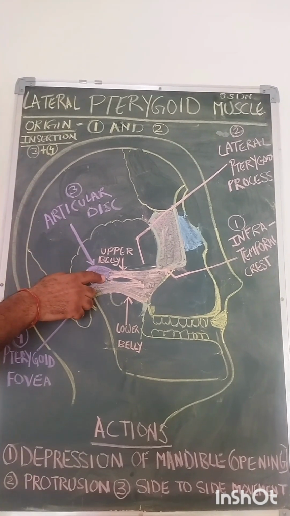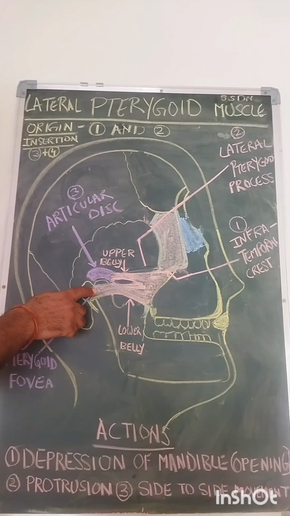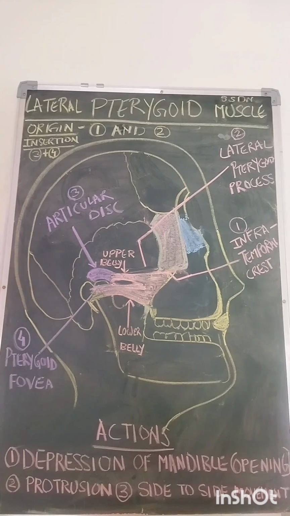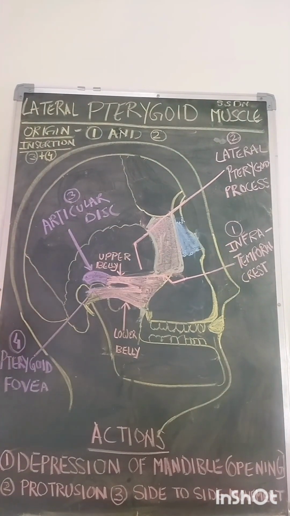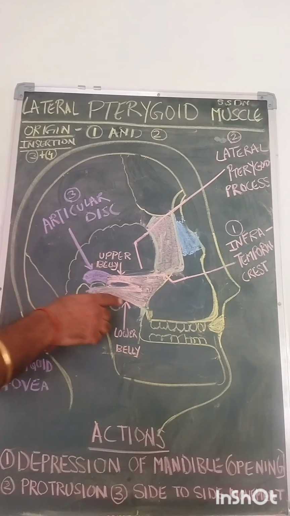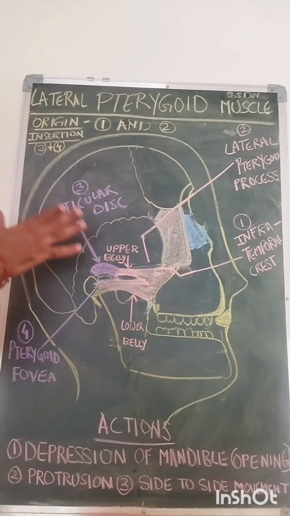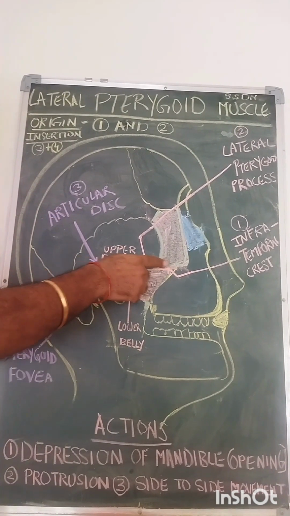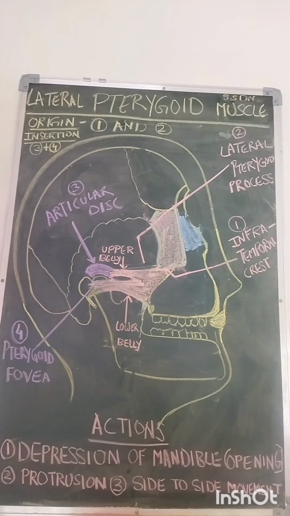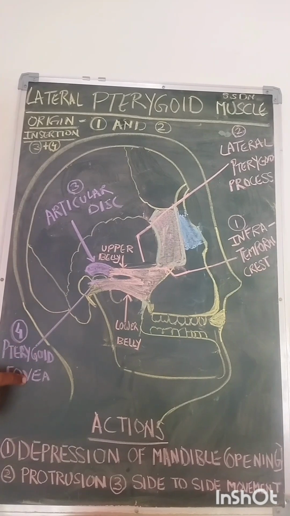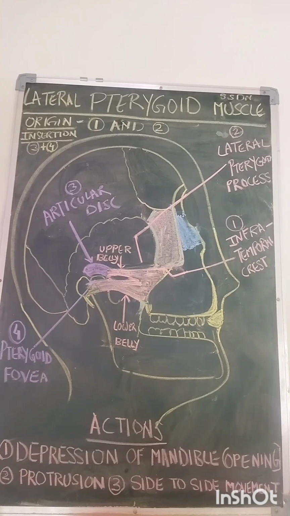3 means articular disc of temporomandibular joint, and 4th means pterygoid fovea, which is present on the condyle of the ramus of the mandible. So origin is from infratemporal crest and the surface of the greater wing of sphenoid bone and lateral surface of lateral pterygoid process, and they get inserted as upper belly and lower belly. They get united and make it as a cone shaped muscle, and they get inserted into articular disc of temporomandibular joint and pterygoid fovea, which is a part of condyle. This is origin and insertion of lateral pterygoid.